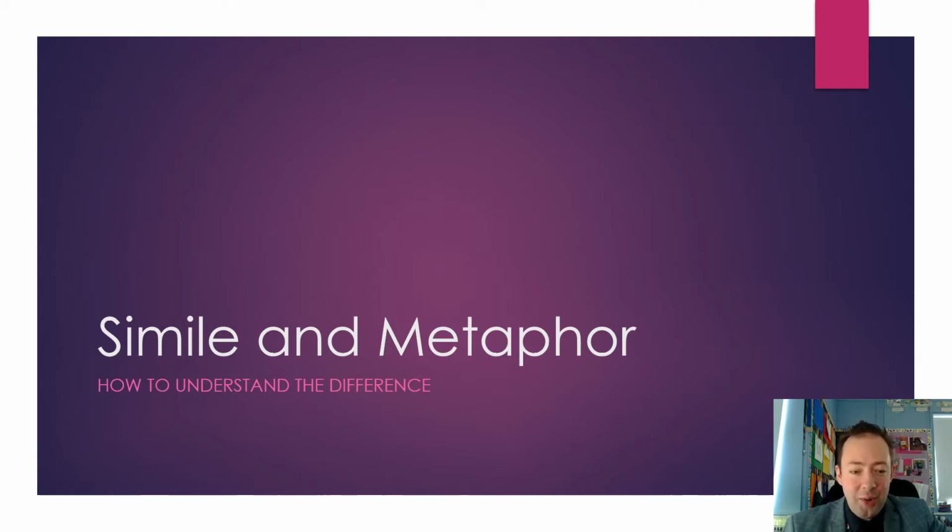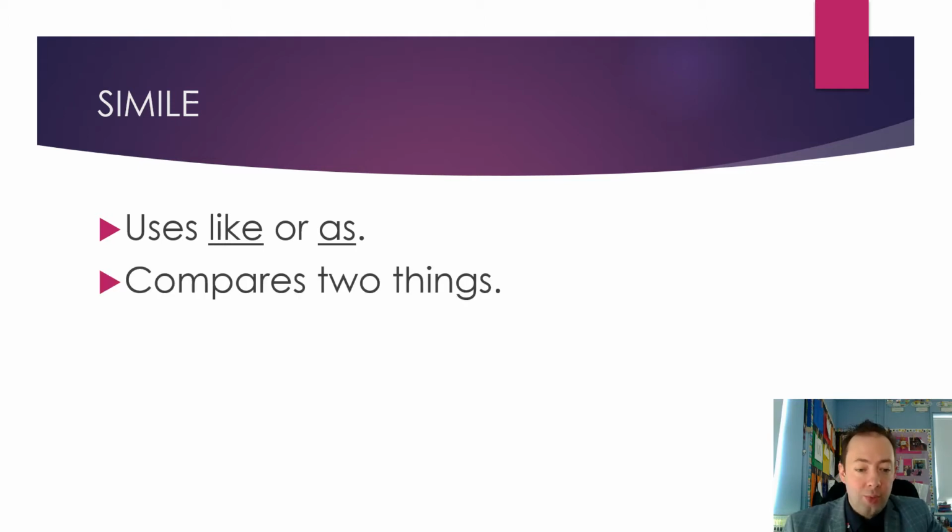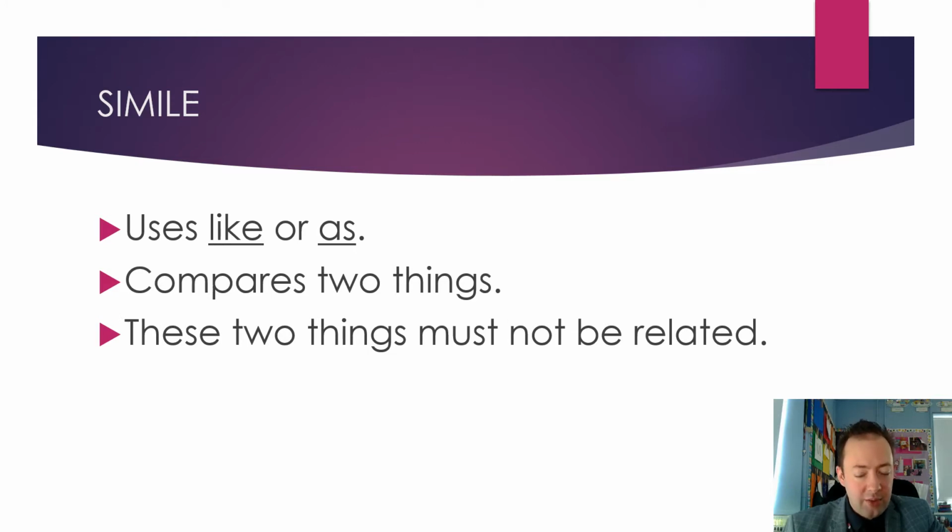Today we are talking all about simile and metaphor and how to understand the difference between the two of them. So first of all, what is a simile? Well, a simile is a comparison between two things and it must use like or as. If it doesn't contain like or as, it is not a simile. It's where you can compare two things, but these two things must not be too closely related.